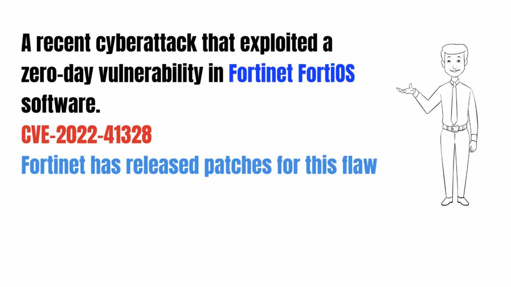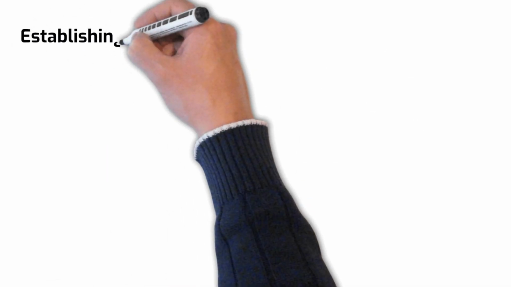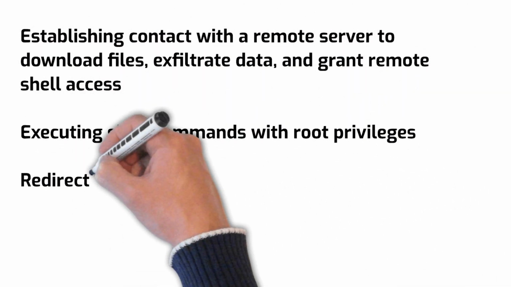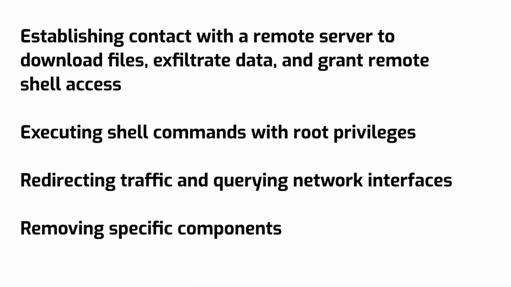The exploit involved compromising the devices via FortiManager, which is a management software for FortiGate devices. The attacker then used a path traversal exploit to upload arbitrary files to the devices via a TFTP server. The attacker also modified some components of FortiManager to disable firmware verification at startup and expose an additional endpoint for code execution. The malicious files that were added or modified by the attacker had various functions, such as establishing contact with a remote server to download files, exfiltrate data, and grant remote shell access.